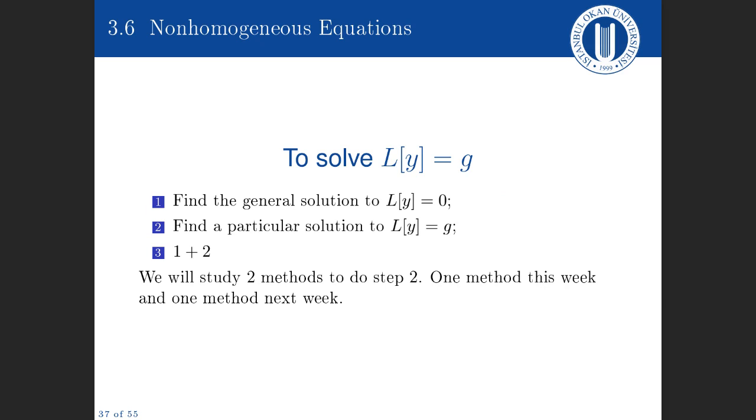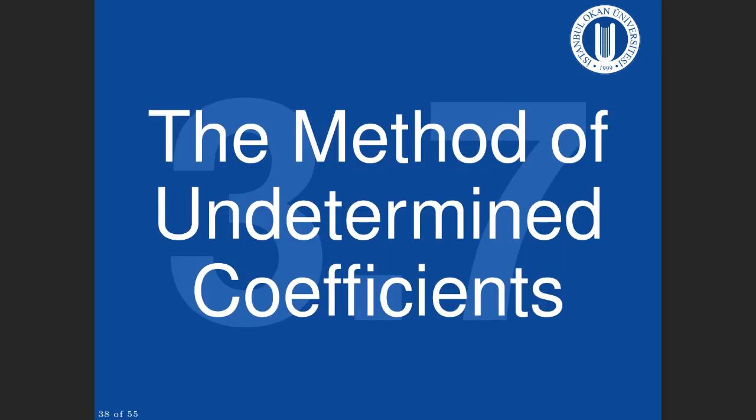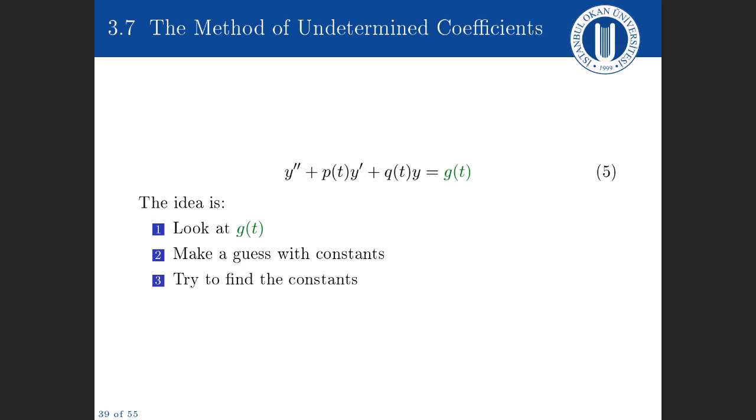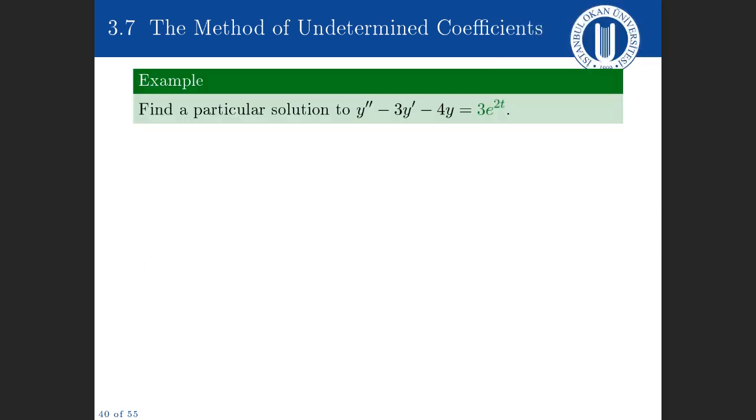The method that we're going to study today to do step 2 is called the method of undetermined coefficients. And the idea is this. Step 1, we're going to look at the function g of t. We're going to see what type of function it is. What does it look like? And then step 2, we're going to make a guess, which includes some constants. And then we're going to try to find the constants. Let me do an example to show you what I mean. Find a particular solution to y double prime minus 3y prime minus 4y is equal to 3e to the power 2t.